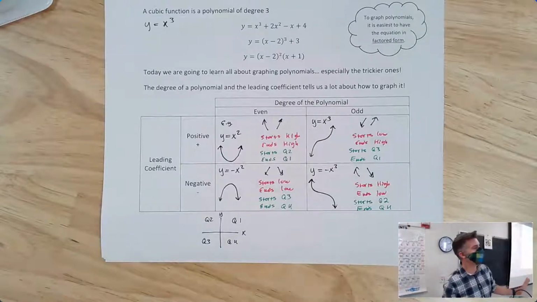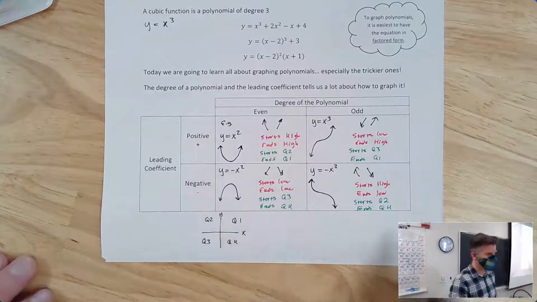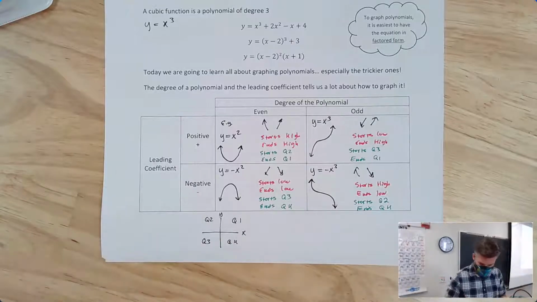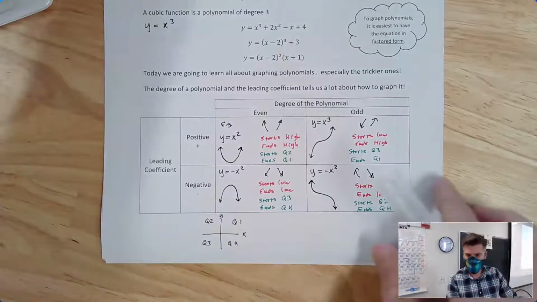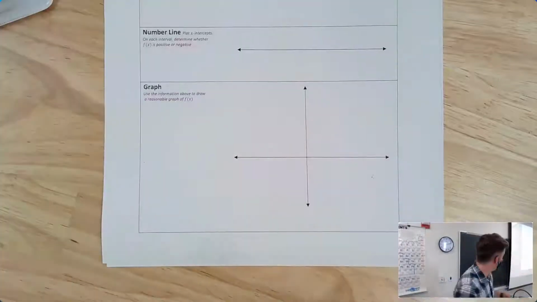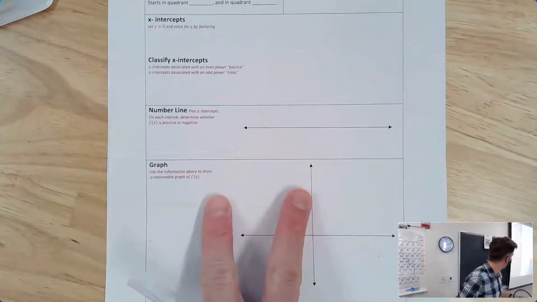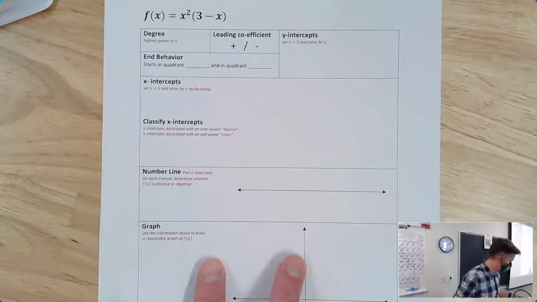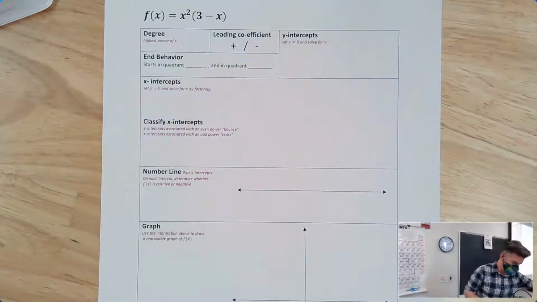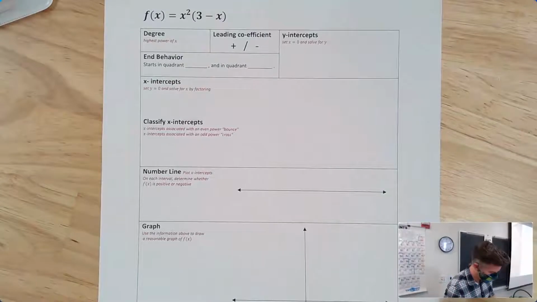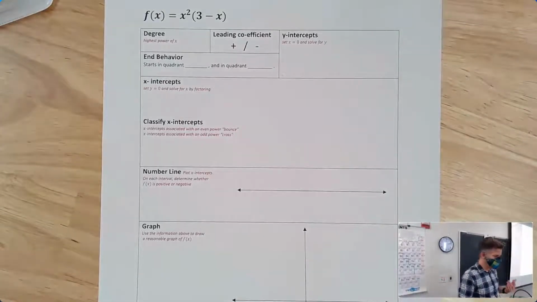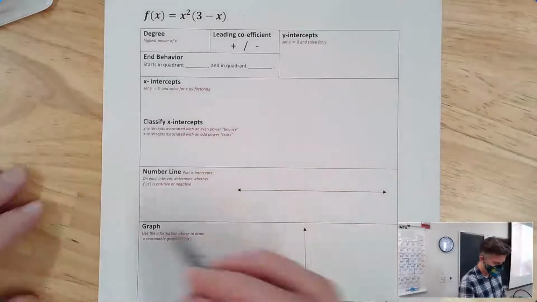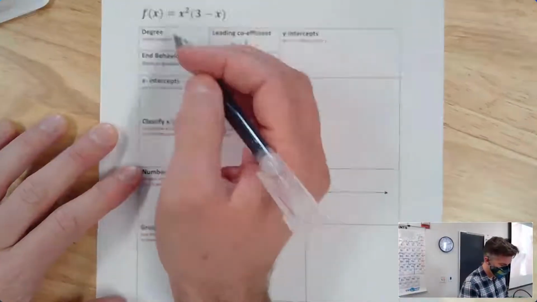So let's do some practice because while it's nice to know this, we really want to put it into effect. Okay, so let's graph f of x equal to x squared times 3 minus x. I don't think you need to fill something like this out every time, but it's nice the first few times. It's a little bit of a long process, but it's not that long. So let's talk about all the things.